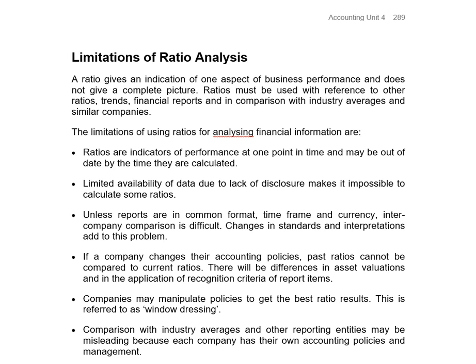So a ratio gives an indication of one aspect of the business performance. For example, if I calculate profit margin ratio, then I will only know the profit margin of the business. I don't know anything else, right? I need to use the ratios with reference to other ratios. Sometimes I need to refer to trends as well, because ratios by themselves may not be able to interpret the business situation at that time. I need to look at past years, industry averages, and similar companies. So these are some of the limitations.